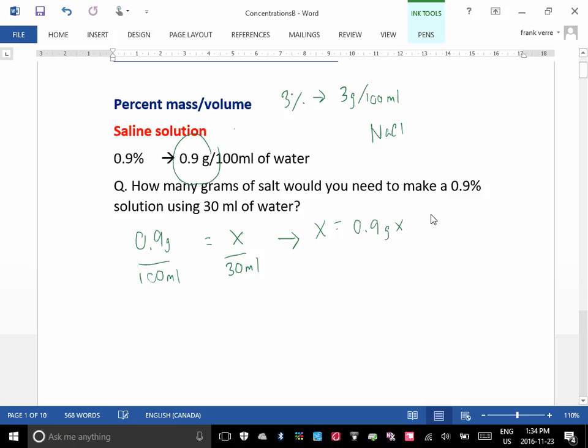So x would be 0.9 times 30 over 100. You'll see the mLs cancel out, and you're left with 0.27 grams. So the ratio of 0.27 to 30 is the same as 0.9 to 100. Okay? Pretty easy stuff. So that's one example of how to measure concentration. I'll show you a couple others that are basically the same thing, but you might not see 100 milliliters.